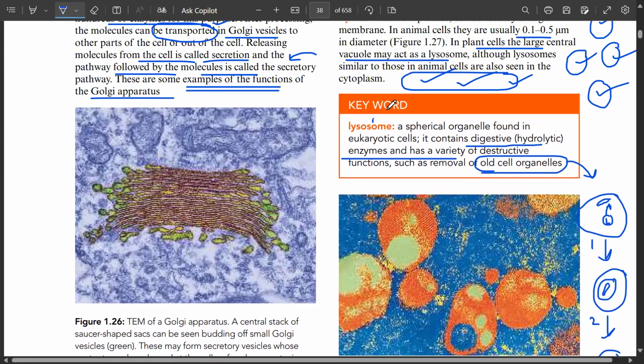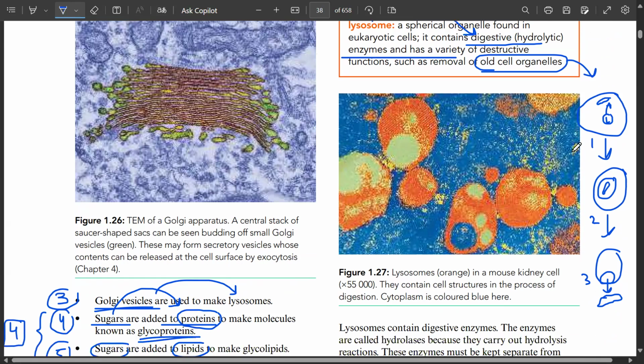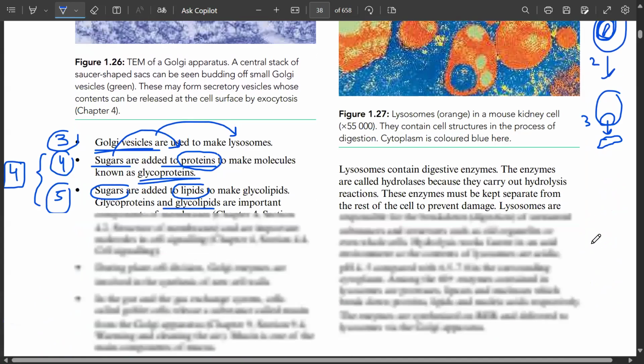Because these lysosomes contain digestive hydrolytic enzymes, which break down these worn out molecules. It eats it up. Now, the worn out organelle is inside the stomach of the lysosome. Then this lysosome moves towards the cell membrane and releases the worn out molecule. Clear?